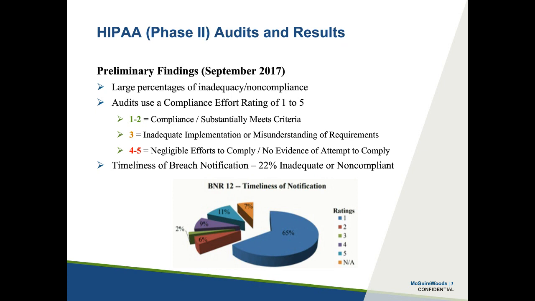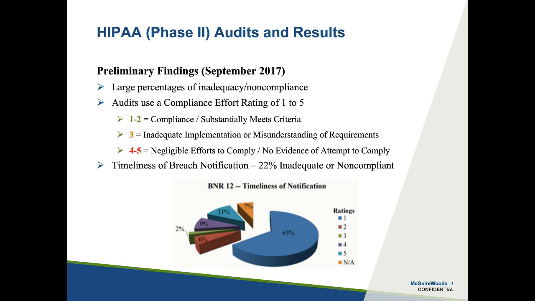So 3 is kind of yellow light, and then any rating of 4 to 5 was really in violation or non-compliant. 4 was negligible efforts to comply, which doesn't sound good, and 5 was just there's no evidence or even attempt to try to comply with HIPAA.